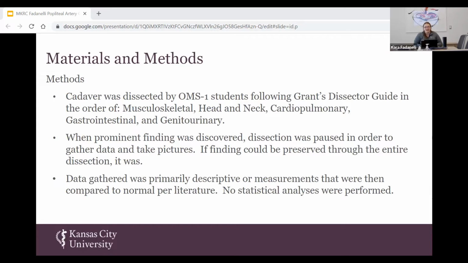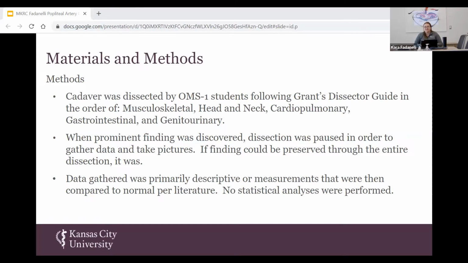So in order to investigate further, our cadaver was dissected by the first-year students following Grant's dissector guide, and we followed the order of musculoskeletal, head and neck, cardiopulm, gastrointestinal, and genitourinary. When we did find a prominent finding, the dissection was paused so we could clean out the area, gather our data by using a ruler to gather measurements and taking pictures. And then if we could preserve that finding through the entire dissection, we did. However, if it had to be removed to get to the rest of the body, then it was removed.